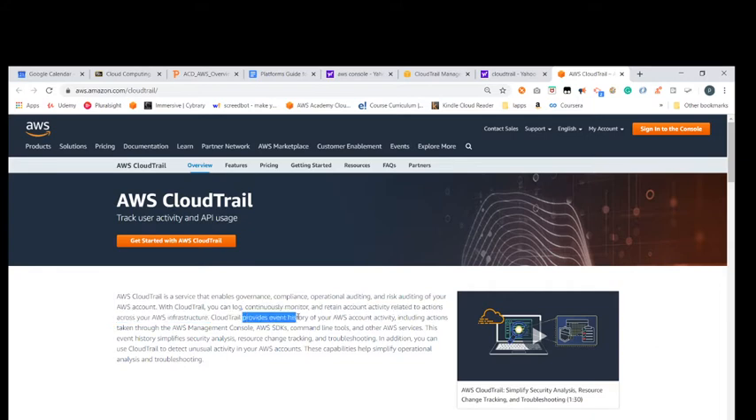CloudTrail provides event history of your AWS account activity, including actions taken through the AWS Management Console, AWS SDKs, command line tools, and other AWS services. This event history simplifies security analysis, resource change tracking, and troubleshooting. In addition, you can use CloudTrail to detect unusual activity in your AWS account. These capabilities help simplify operational analysis and troubleshooting.